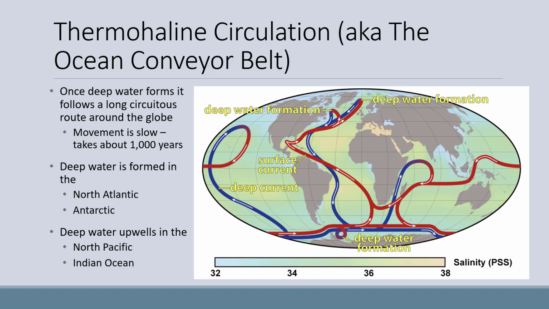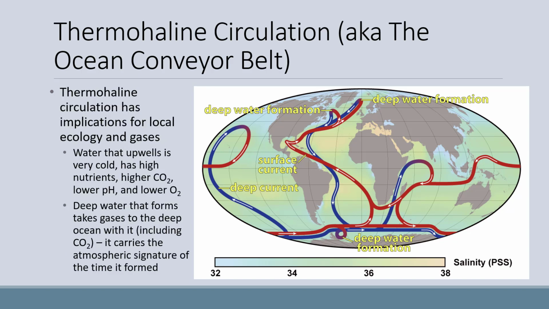From this map, you can see that deep water is formed in the North Atlantic Ocean and near Antarctica. Then, deep water upwells in the North Pacific Ocean and in the Indian Ocean. Thermohaline circulation has implications for local ecology and atmospheric gases. Water that upwells is very cold, has high nutrients, higher CO2, lower pH, and lower oxygen, since microbes have been respiring organic matter the entire time the water was out of contact with the atmosphere.